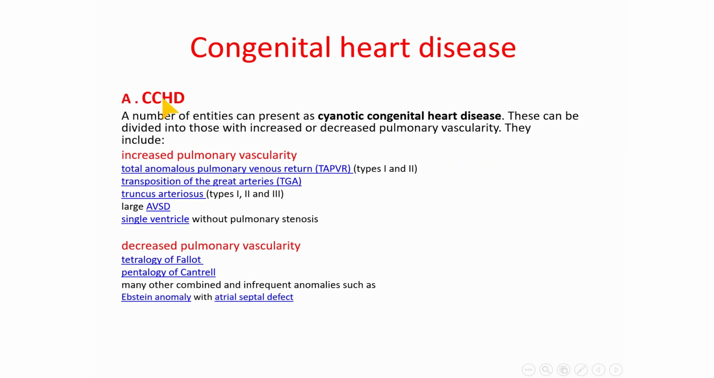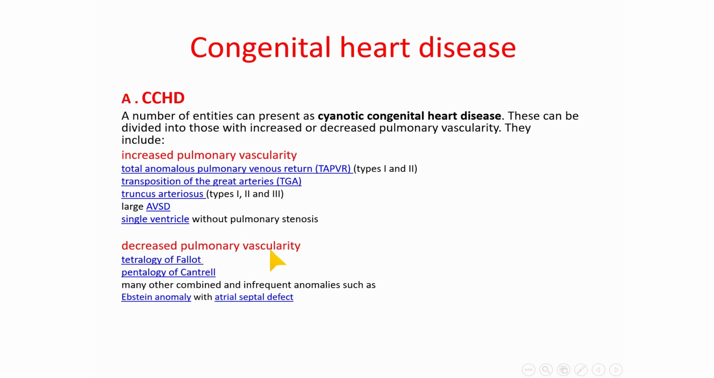The last topic about the increased cardiac shadow is the cause of congenital heart disease. As we know, we have cyanotic congenital heart disease and acyanotic congenital heart disease. In cyanotic congenital heart disease, we divide it into increased or decreased pulmonary vascularity. About the increased pulmonary vascularity in cyanotic congenital heart disease, we have total anomalous pulmonary venous return, transposition of great arteries, TGA, truncus arteriosus, large AVSD, single ventricle without pulmonary stenosis.